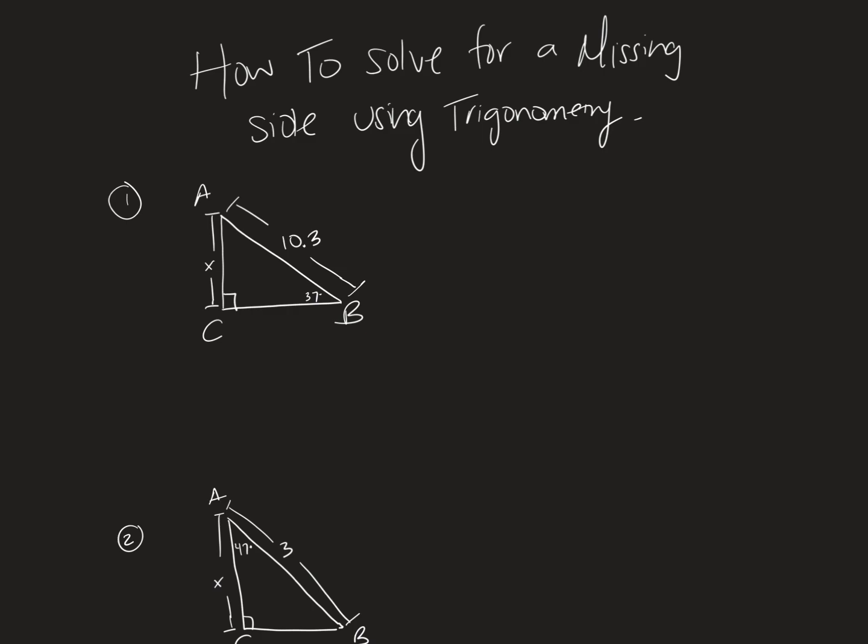Notice for this triangle, we only know what side AB is, 10.3. Since we only know what one side length is, we cannot use Pythagorean theorem. If we knew two sides, we could use Pythagorean theorem. The advantage of trigonometry is that we can use it when we know just one side and at least one angle. Let's get to it.